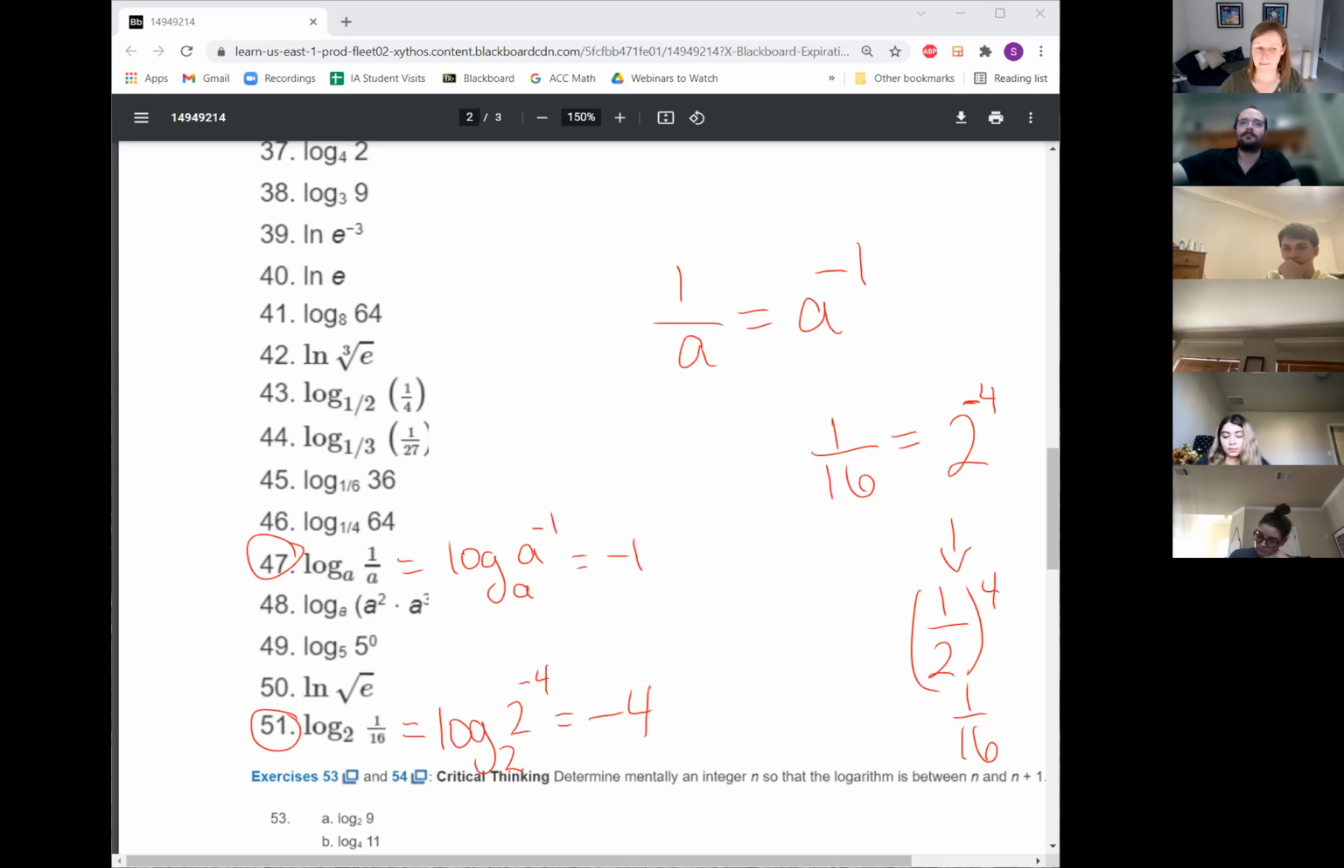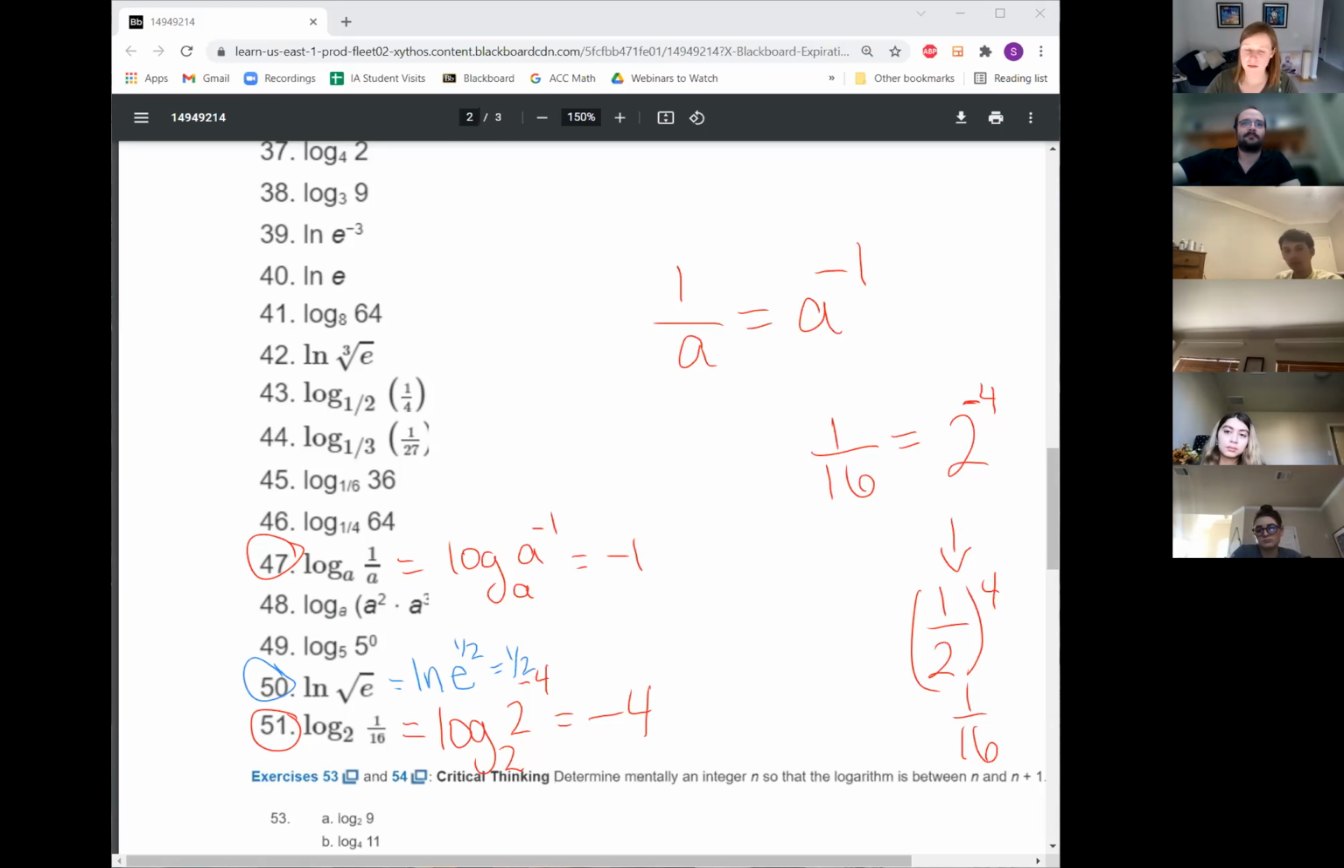Okay, any questions on that one? Yes, for 50, please. 50 is not one of the ones I'm sure about, but we can talk about it. So 50, you can rewrite it as ln e to the half, right? Because a square root is rewritten as a half. Then it's just a half. ln has a base of e automatically, just like log without a base has a base of 10. Okay, thank you.